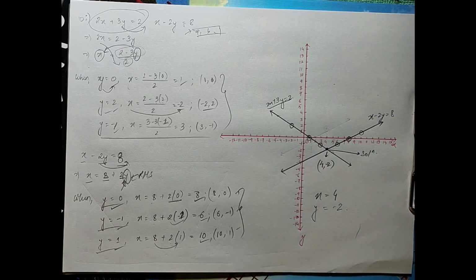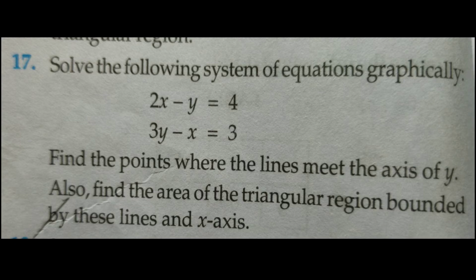As simple as that. Let us do one more question shown on the screen. Solve the following system of equations graphically: 2x minus y is equal to 4, 3y minus x is equal to 3. Find the points where the lines meet the axis of y. Also find the area of the triangular region bounded by these lines and x-axis.